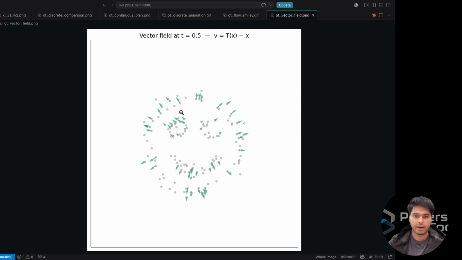Just a vector field diagram, because most flow matching models are just a simulation of an ODE, right? An ODE is an ordinary differential equation, and you can check that out. It's a very interesting topic. There are so many videos on YouTube about it as well, and this is just an example of what happens.